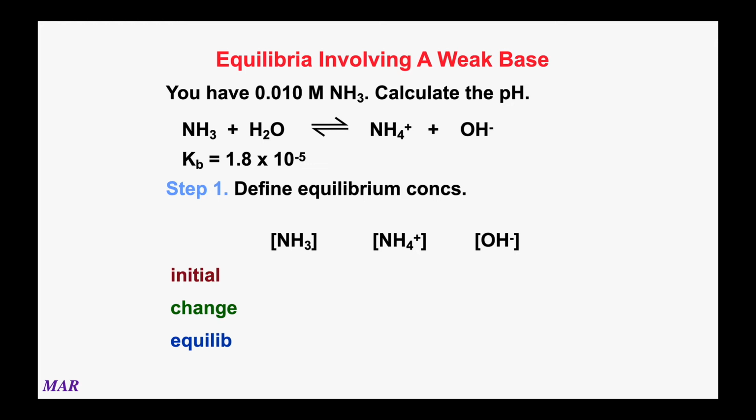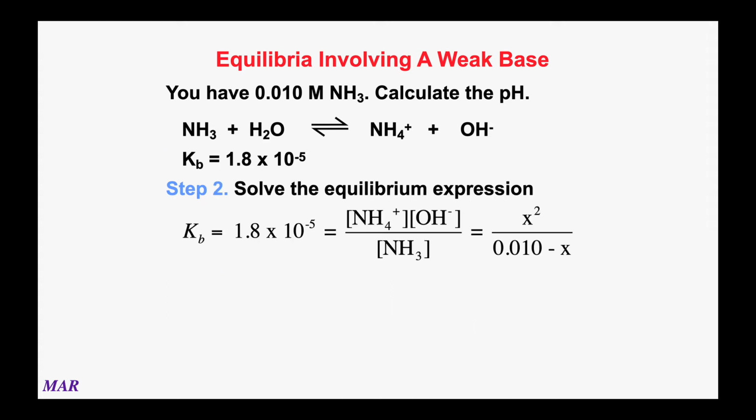No problem. So like before, ice table: ammonia, ammonium, hydroxide. Keep water out because it's a liquid. Initially, we have 0.010 molar ammonia. It's going to go down by x, so at equilibrium, 0.010 minus x. On the other hand, ammonium and hydroxide will both increase by x. So here are the different values at equilibrium. And we'll set all of those equal to Kb, like we did with the Ka in the last example.